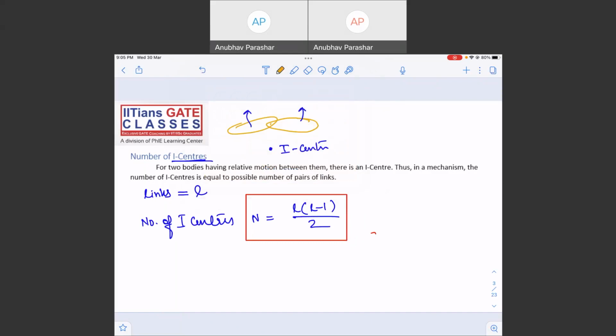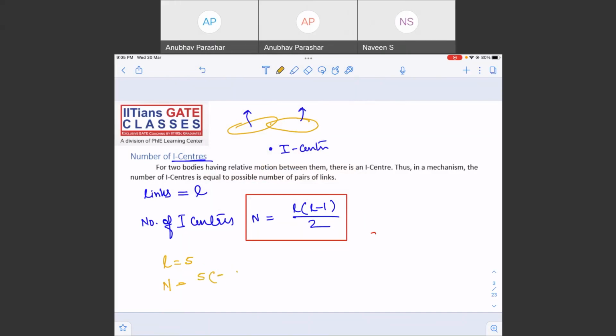So let me say if L is equal to 10, how many number of I centers will there be? N is equal to 10 into... 10 will be a very big number, so let me say 5. So N is equal to 5 into (5 minus 1) divided by 2, which is equal to 5 into 2, that is equal to 10. So there are 10 I centers.